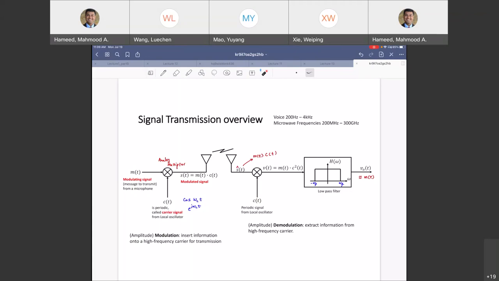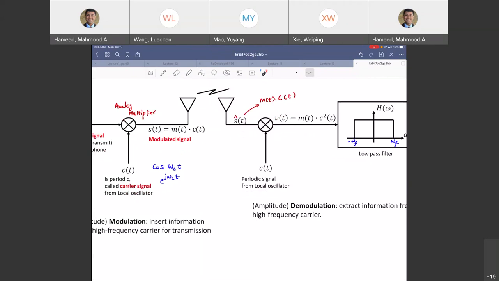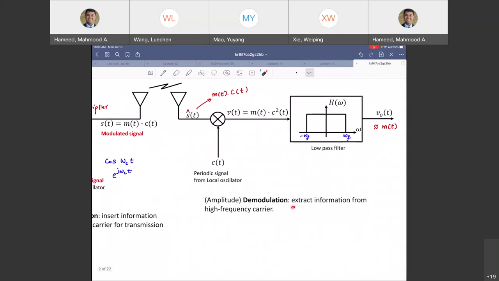We'll take a look at that. That would be asynchronous detection. This is synchronous detection because of the presence of a local oscillator at the receiver. It performs much better than asynchronous, but you need to have something like a phase lock loop, which will make the receiver expensive. Next, if you modulated a carrier at the transmitter, you have to demodulate it to get it back, right? So what is amplitude demodulation? It is extracting the information from the high frequency carrier. And you're doing it in two steps. One, doing a product with the same c(t) again, and then followed by a low pass filter.